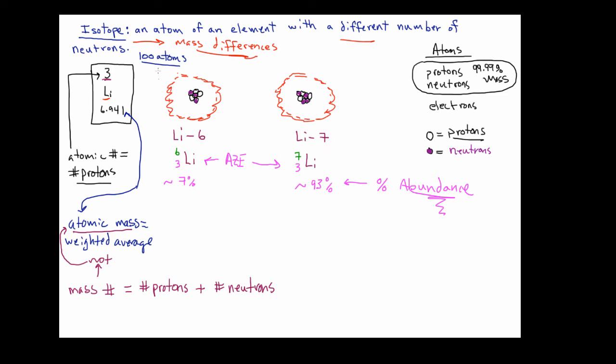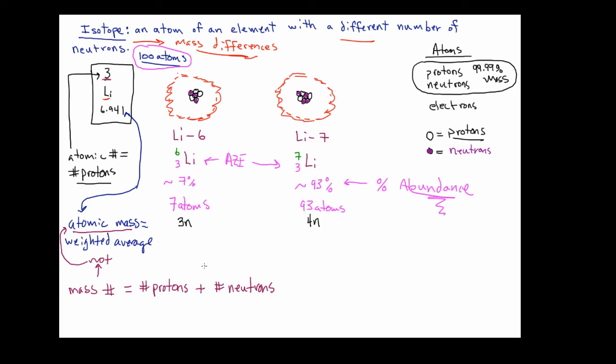So how does that boil down in terms of our description? Well, I chose an easy number. We're going to say that we've got 100 atoms spread out on our table. And that means out of those 100 atoms, you would expect to find about 7 of those atoms are going to have 3 neutrons, and about 93 of those atoms are going to have 4 neutrons. So let's go ahead and add that into our information here. So this sample is going to be composed of 7 atoms with 3 neutrons, and 93 of these atoms are going to have 4 neutrons.